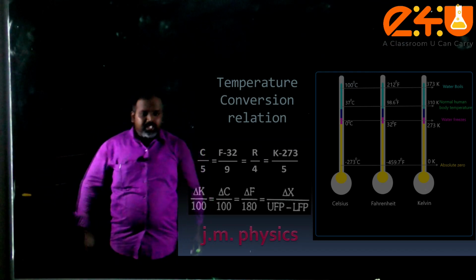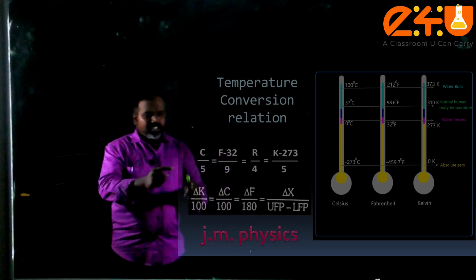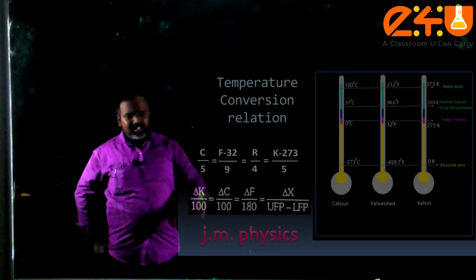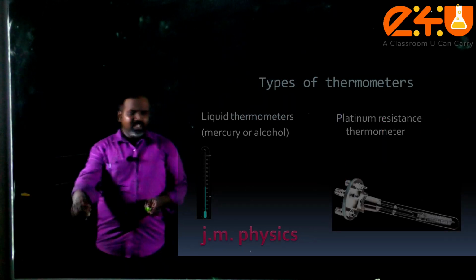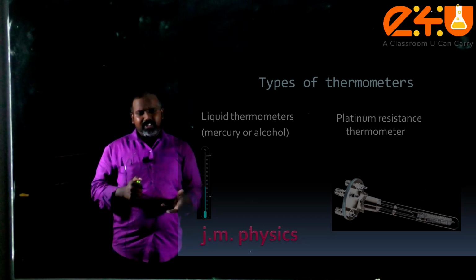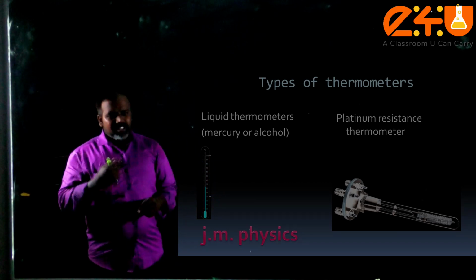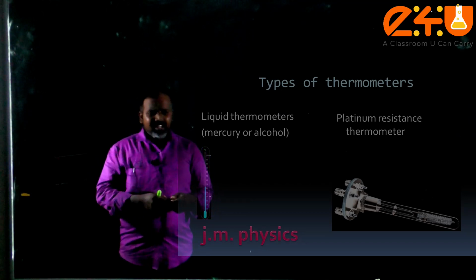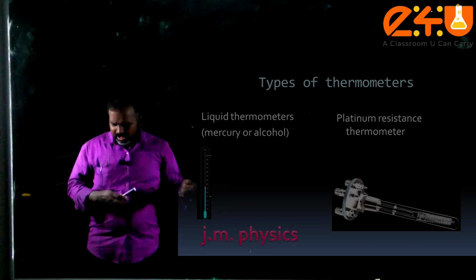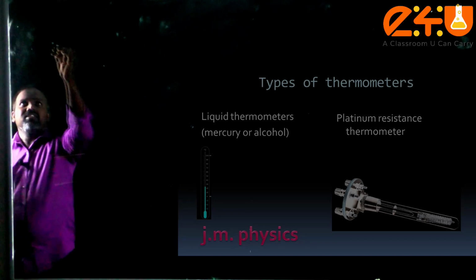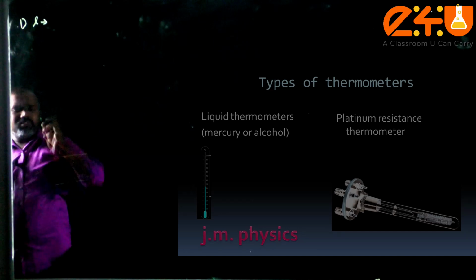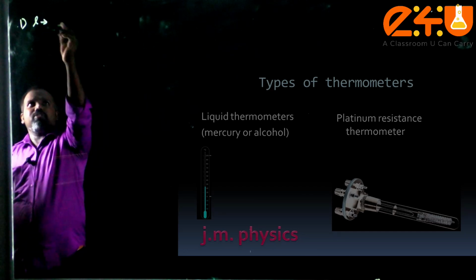So this is what we discussed: the relation between various temperature scales and the change in temperature in different scales. So go for the next one. There are different types of thermometers using different properties. For example, in liquid thermometers, like mercury or alcohol, the change in length of the liquid column is taken as the property x.